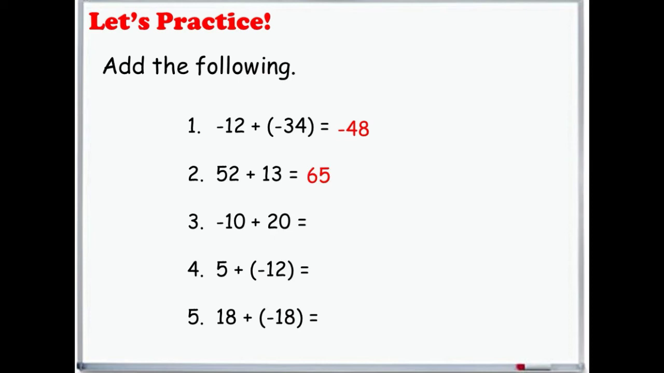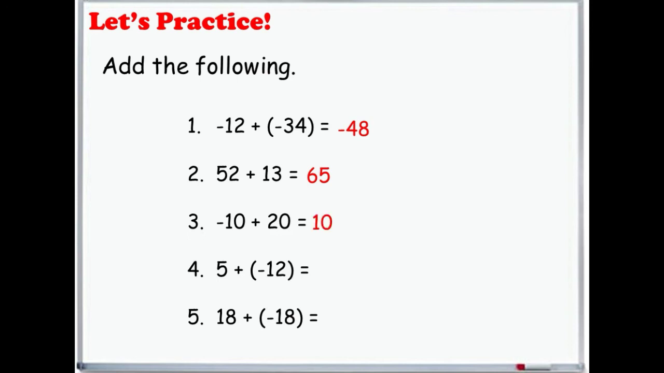For number 3, we need to subtract 10 from 20. So 20 minus 10 is equal to 10. And we need to follow the sign of the number with the greater absolute value. So we have our answer positive 10.